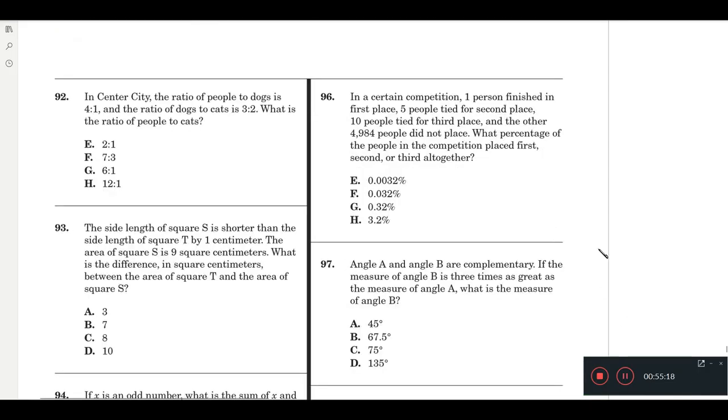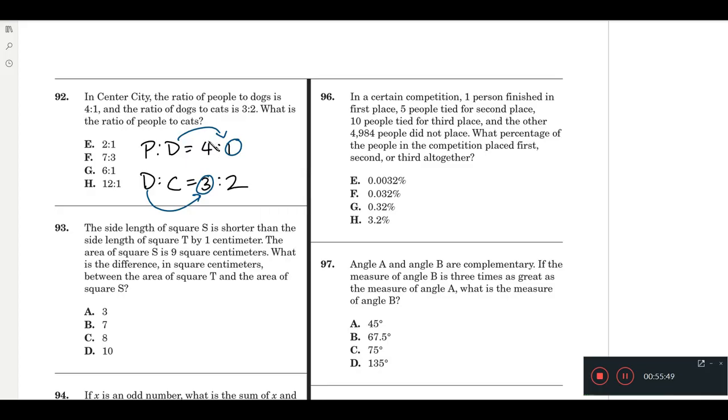Good. 92 says in center city, the ratio of people to dogs is 4 to 1, and the ratio of dogs to cats is 3 to 2. What is the ratio of people to cats? Well, this is something we talked about before. Here dog is 1 and here dog is 3, so it doesn't match. So we have to make sure it matches.